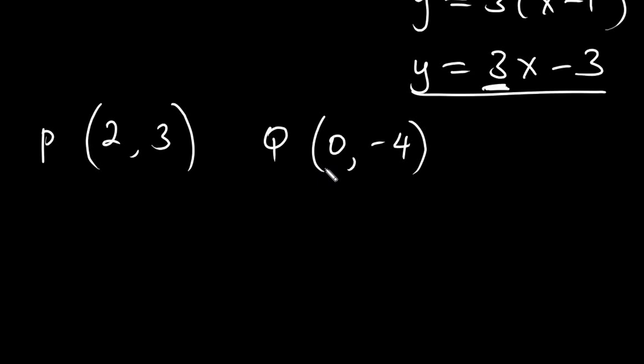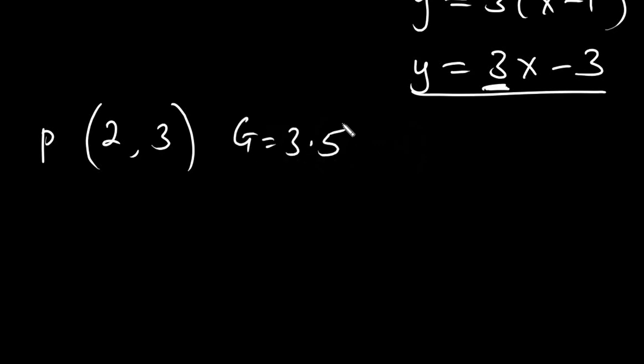But if you are given the gradient, in most cases, you will only be given 1 point. For example, you can only be given (2, 3) that way. And then we are told the gradient of this line is let's say maybe 3.5. But if you're given 2 points, it means that you can find the gradient first. But let's say we have a question that a line passes through the point P (2, 3), and it has a gradient of 3.5.